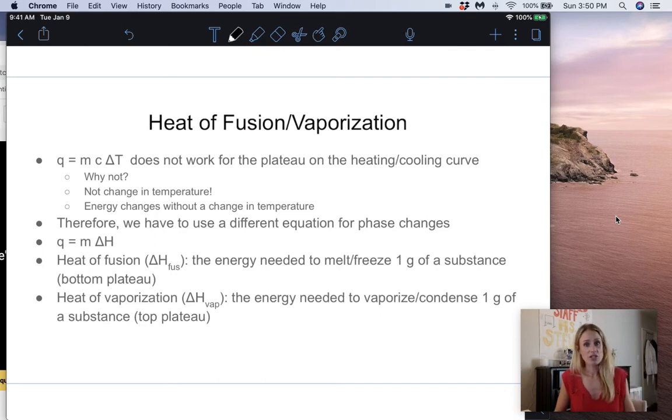So heat of fusion, or delta H fusion, is the energy needed to melt or freeze 1 gram of a substance. And remember, this is the bottom plateau. So we're going from solid to liquid or liquid to solid. And then the heat of vaporization, or delta H of vaporization, is the energy needed to vaporize or condense 1 gram of a substance. This is the top plateau. So this is going from liquid to gas or gas to liquid. So this is all a lot. It'll make more sense when I actually do an example.